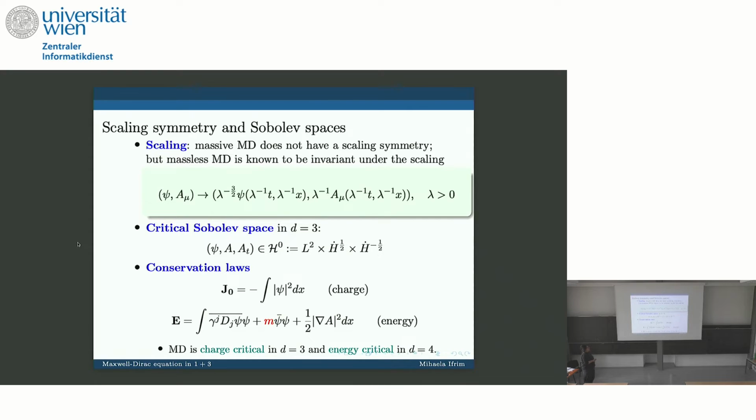So if you look at the scaling, this tells you that in spatial dimension d equals 3, the critical Sobolev space should be what we call H0, which is L2. Here I measure the psi. And then for the A, for the electromagnetic field, I should have homogeneous H^{1/2} cross homogeneous H^{-1/2}. It's both the position and the velocity. So this is the space that will be interesting to look at.